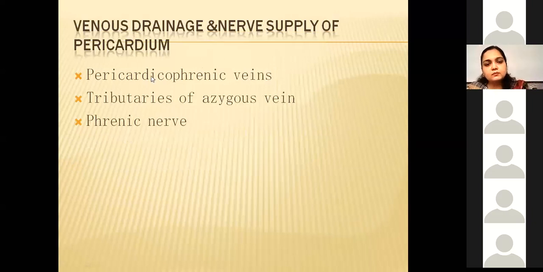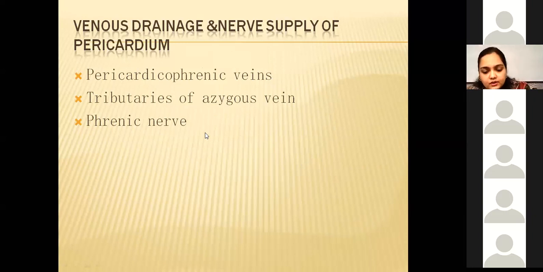Venous drainage of the pericardium: pericardiacophrenic veins will drain into the internal thoracic vein, and tributaries of the azygous vein. Nerve supply: pure sensory supply. Pain sensation is supplied by the phrenic nerve, C3 to C5, which will supply the pericardium.